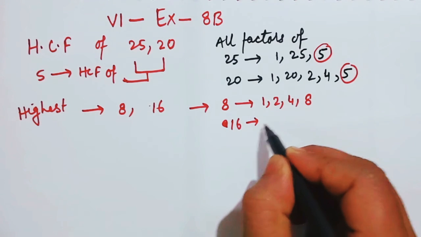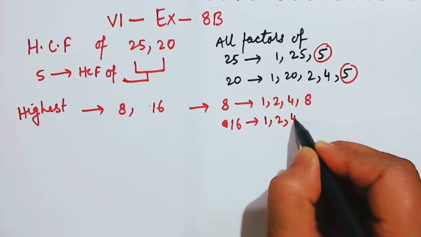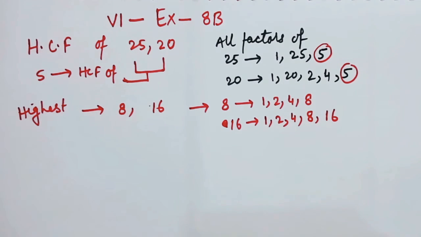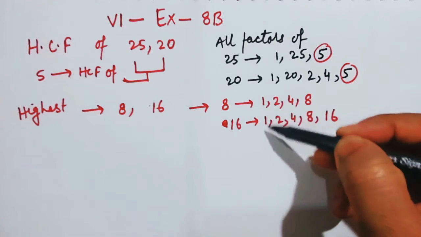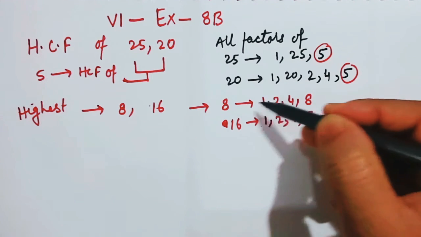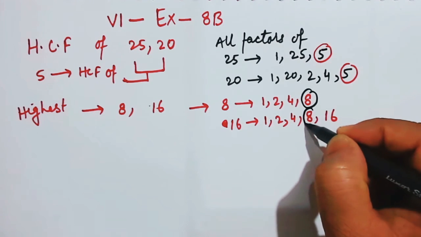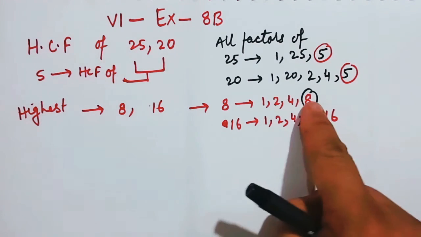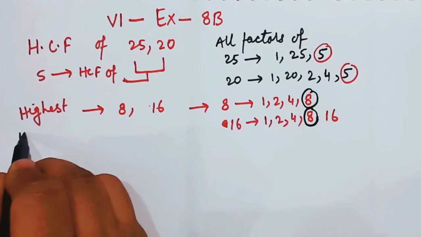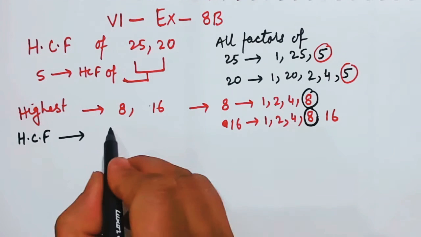What are the factors of 16? 1, 2, 4, 8 and 16. Now have a look. 1 is a common factor of 8 and 16, 2 is also a common factor of both, similarly 4 and 8. But 8 is the highest common factor. The biggest number common to both is 8. That is why we say the HCF of 8 and 16 is 8.